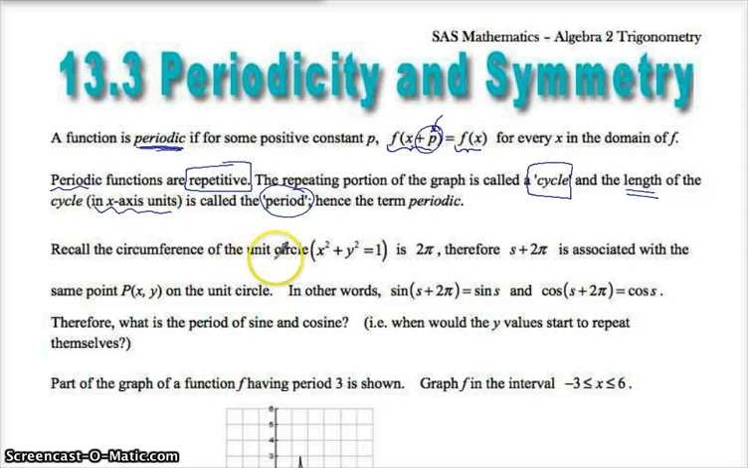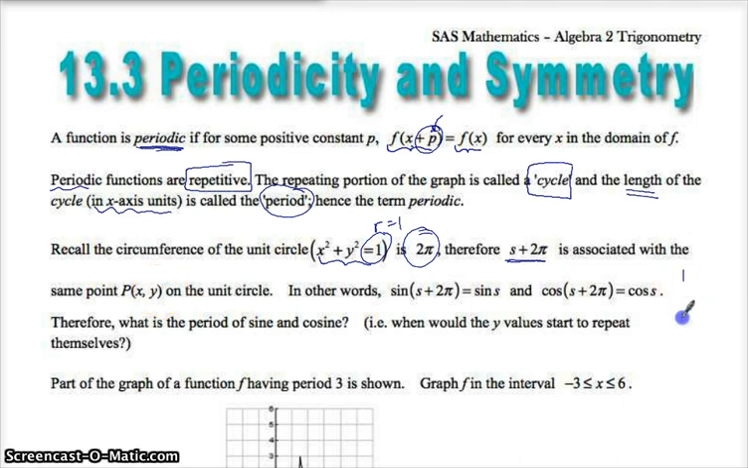Recall that the circumference of a unit circle is 2 pi, and why is that? Because the radius is equal to 1, so the circumference of a unit circle is 2 pi. Therefore, s plus 2 pi is associated with the same point x, y on the unit circle.